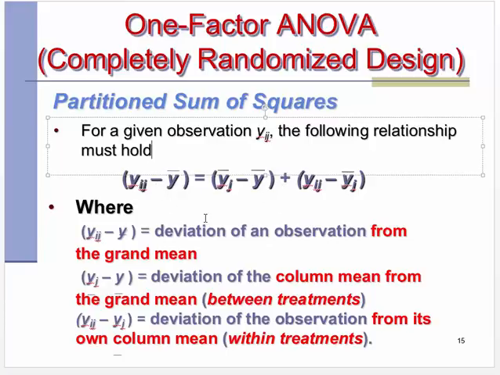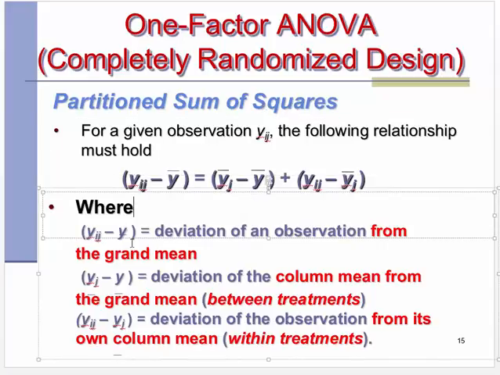But why do we partition the sum of squares? We do that because of this y_ij minus y bar. Excuse me, there's something wrong with this slide. This should be y bar here on top. This is actually the deviation of an observation from the grand mean. This is the individual observation, and the y bar with the bar on top is the grand mean.